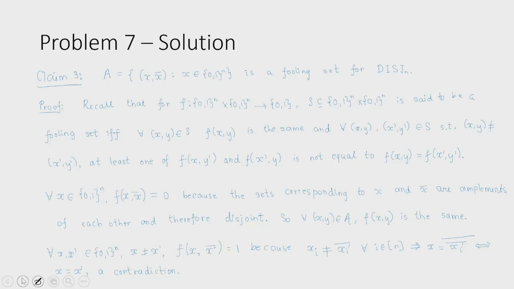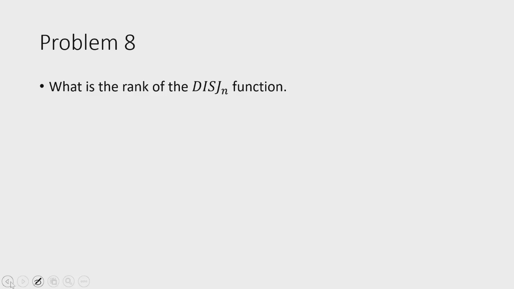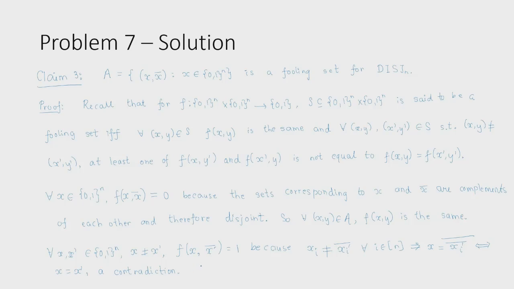So this is a contradiction. What does this tell us? This tells us that A is a Fooling set because it satisfies both the properties.